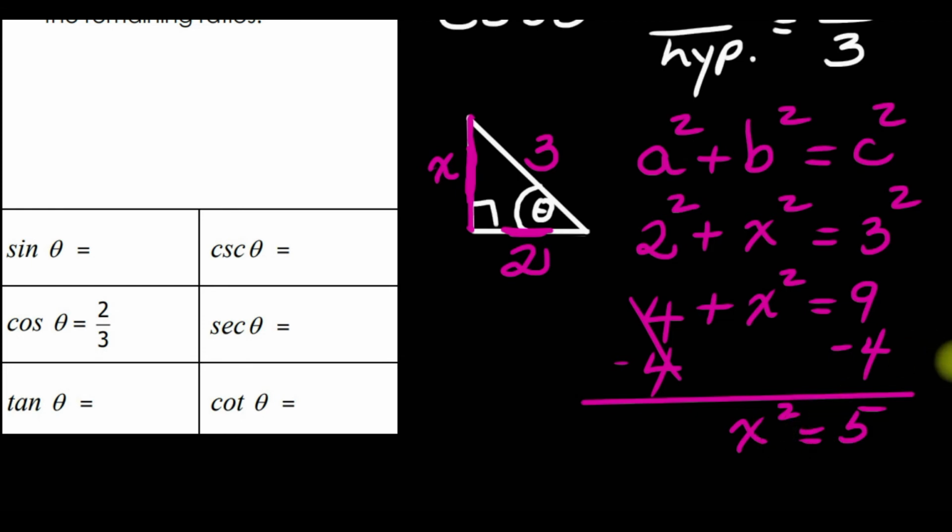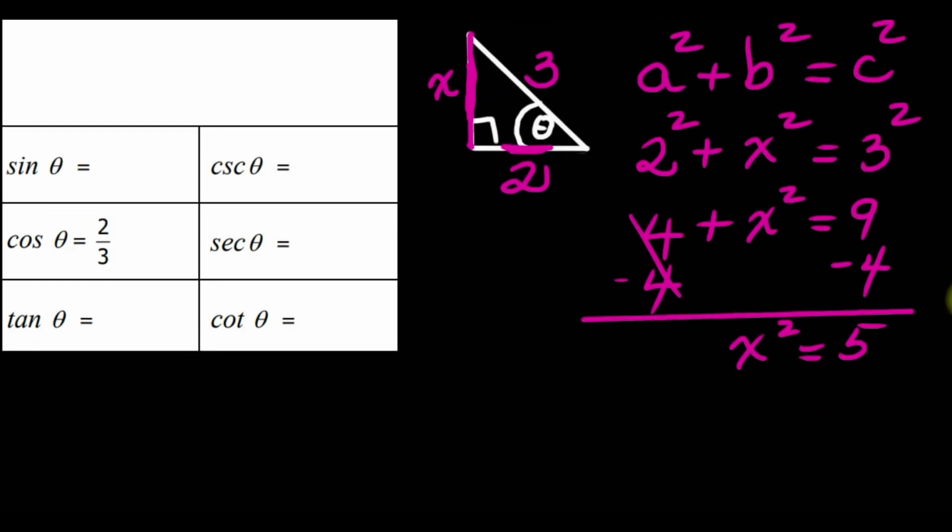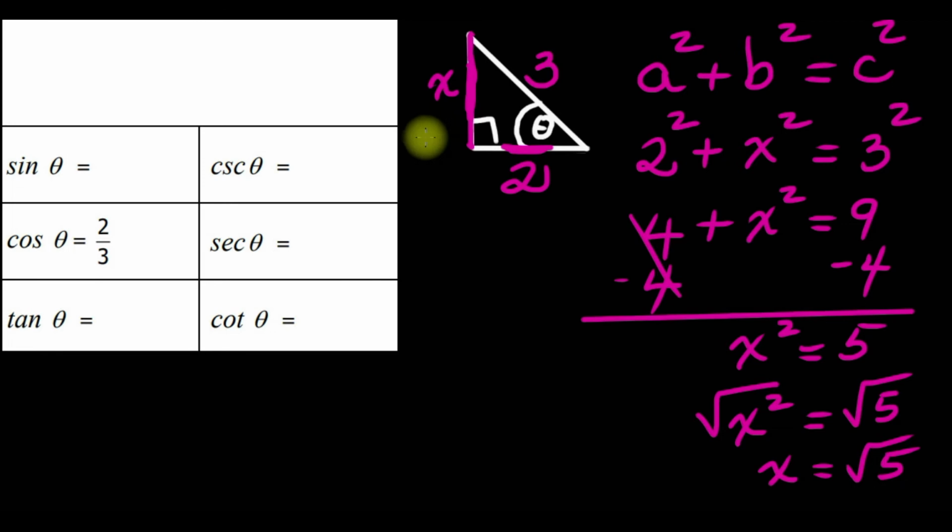Then take the square root of both sides to go from x squared to x. So your x is going to be square root of 5. This is your opposite side, and that is going to be square root of 5. Now that you have all 3 sides, you can fill in the ratios. Sine theta is opposite over hypotenuse. So that's going to be square root of 5 all over 3.